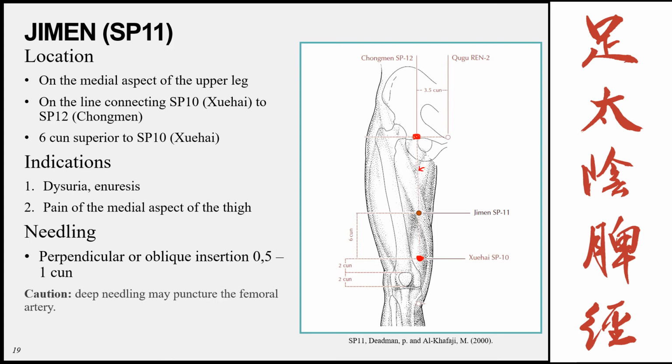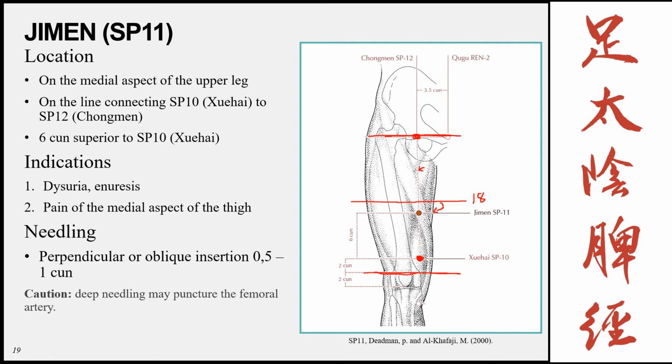How we get the 6 tsun above spleen 10 is that, if you remember, the distance from the superior border of the pubic symphysis to the superior border of the patella is 18 tsun. So we take this distance and divide it in half. That will give us 9 tsun, and then we just have to go 1 tsun inferior. If you're wondering how you would go 1 tsun inferior, you use your eyes to estimate what 1 tsun would be.